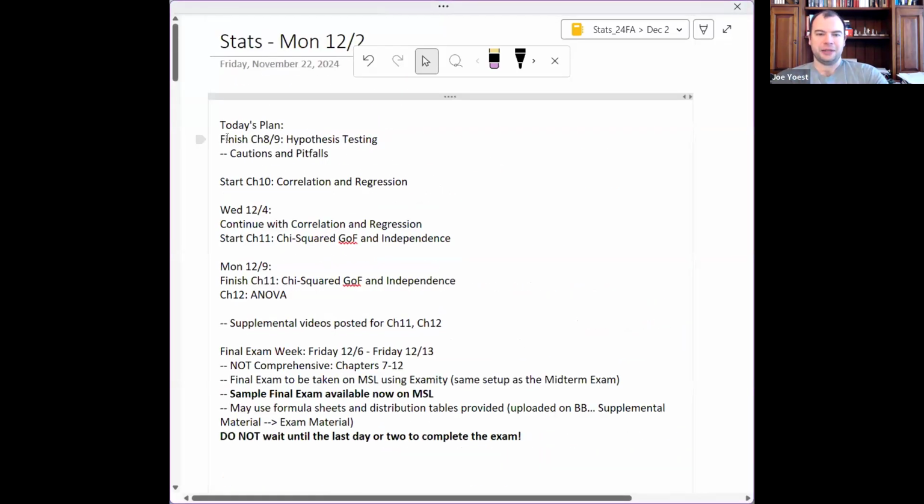Okay, so welcome back. The plan for today is to finish chapters 8 and 9 on hypothesis testing and start correlation and regression. I think probably what we're going to do today is talk about the cautions and pitfalls of hypothesis testing and probably leave chapter 9 to a supplement, just depending on how much time we have.